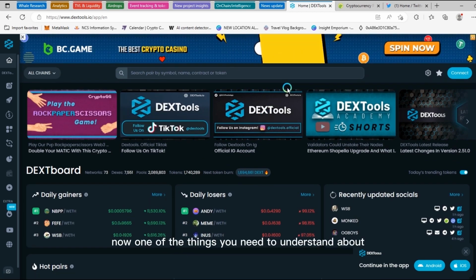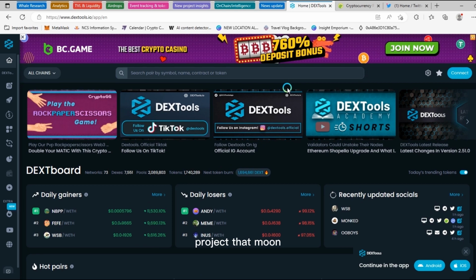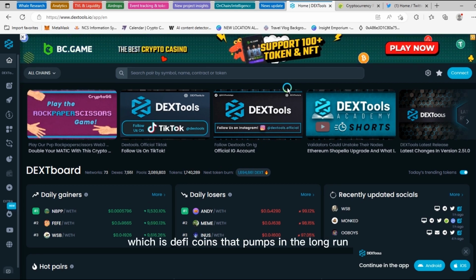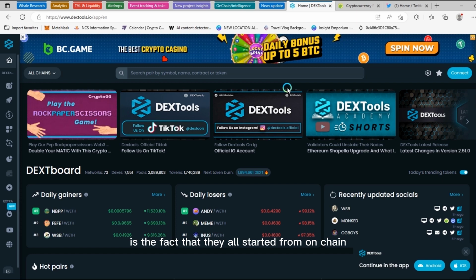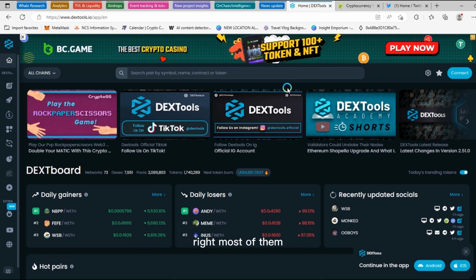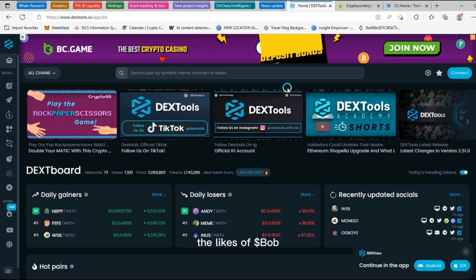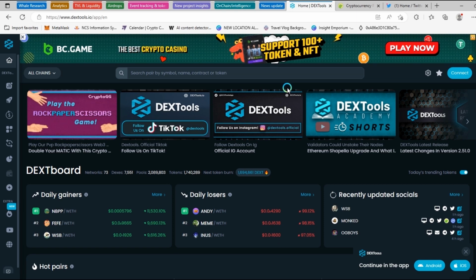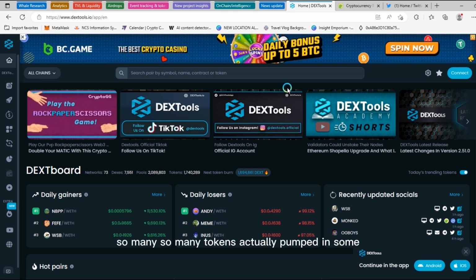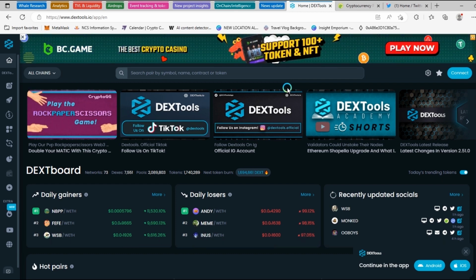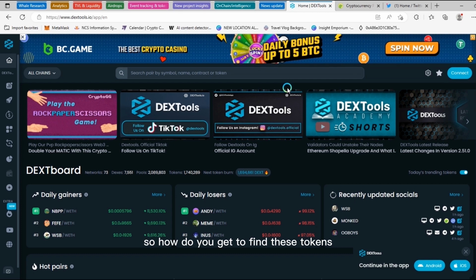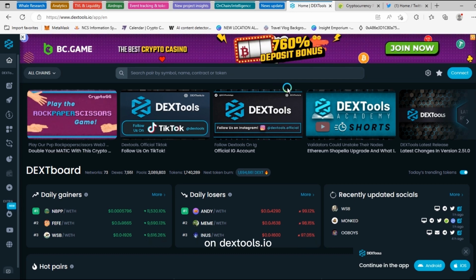One of the things you need to understand about projects that moon, which are DeFi coins that pump in the long run, is the fact that most of them started from on-chain. For the likes of Pepe, AI Dodge, Bob, and so many tokens that actually pumped some weeks ago, they all started from here. So how do you get to find these tokens on dextools.io?